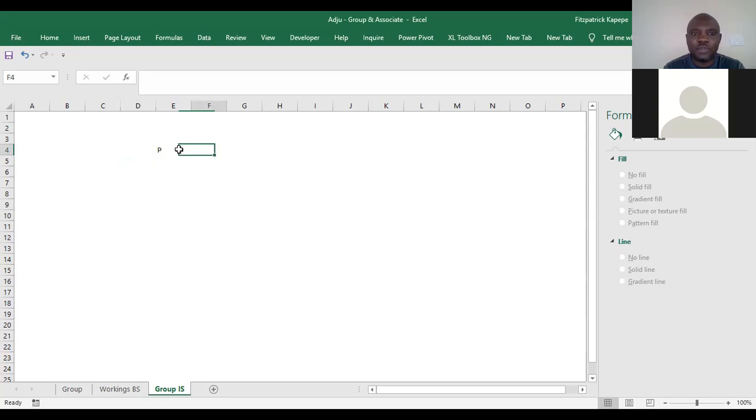So here we will show the parent and the subsidiary. If there are any adjustments, we'll have to put the adjustments here. Then we show the group now. So let's first put in the numbers.